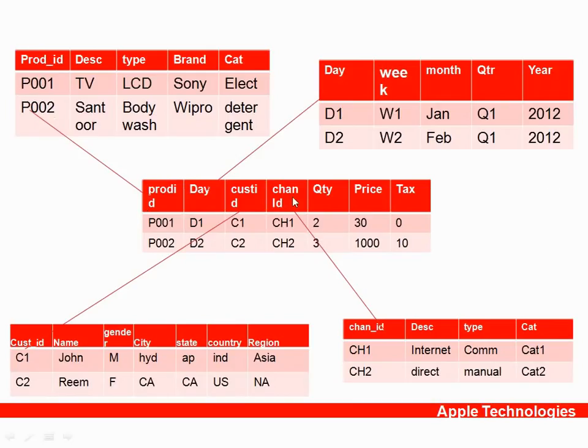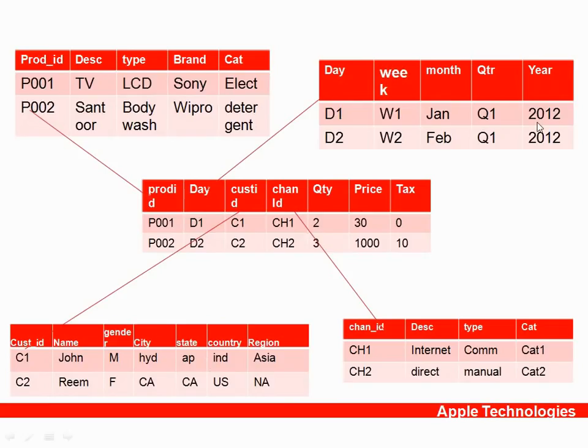So this is the product quantity. Who purchased it? What is this product? This product is P001, which means it is a TV, an LCD, brand Sony, category electronic. Who purchased? Customer C1, John, a male. What is the address? And on which date did he purchase it?